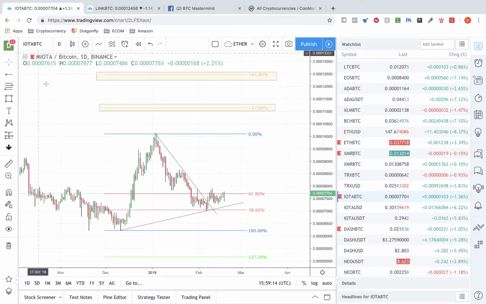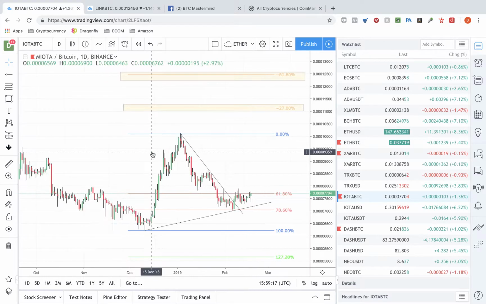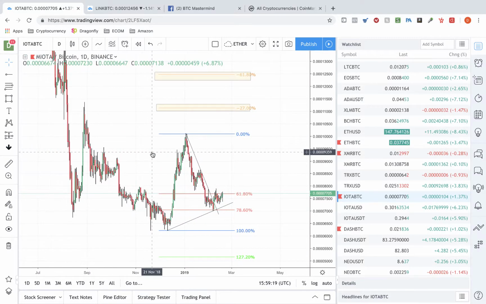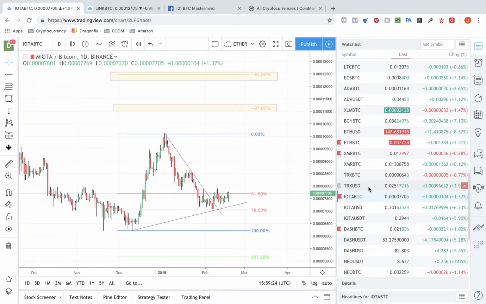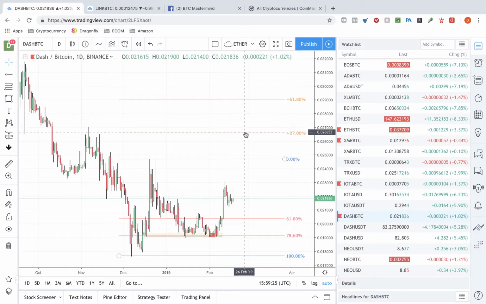Again, we do it on the daily and the weekly. Those are the two I practice on. I don't go below that when using the Fibonacci tool. When I'm really trying to find out what is going on, I stick here to this tool. Let's check out Dash. This will be our last example.